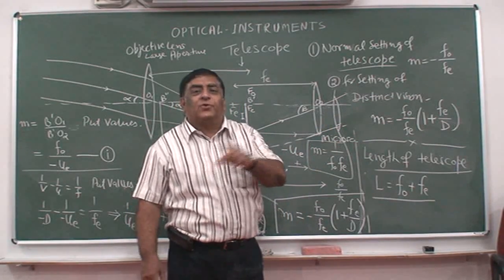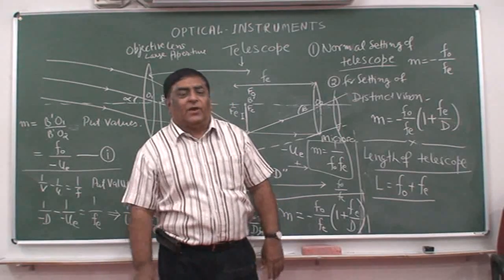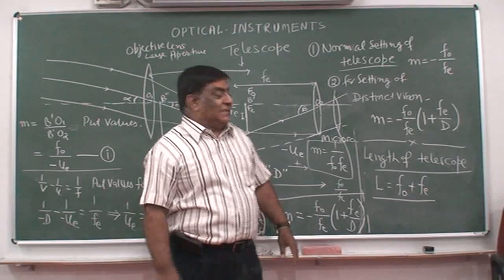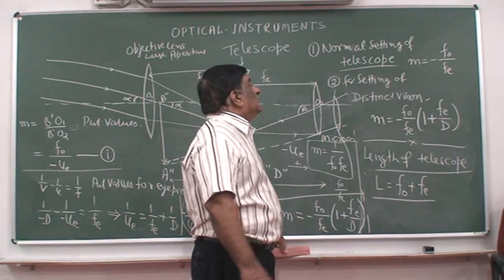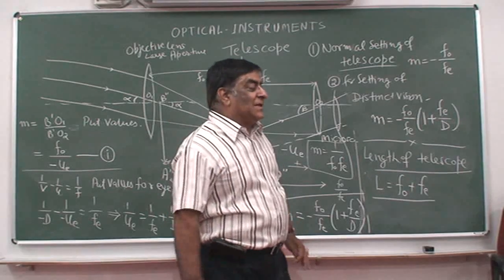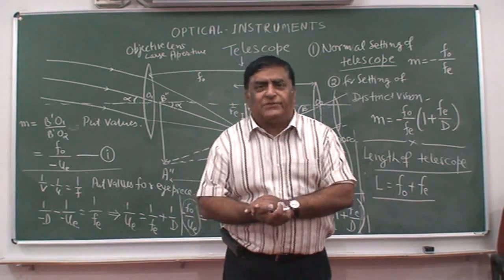Can we use telescope in place of microscope? If it is reversed, the answer is no. We cannot, because these formulations we don't get in that. Okay, so this is the working of a telescope and the necessary parts. Now we will see the different types of telescope.